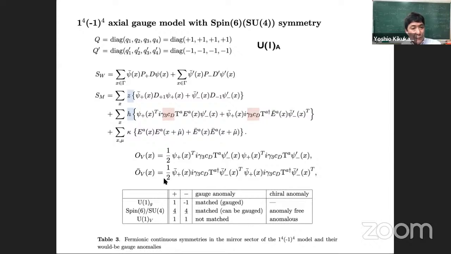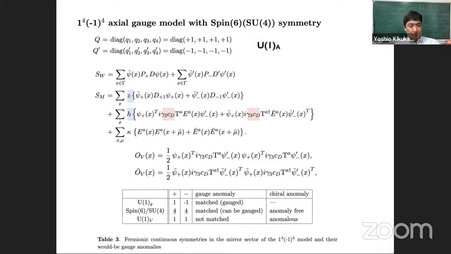We leave this symmetry as a global symmetry. And the U(1)_G is of course anomaly free, because 1 squared times 4 equals (−1) squared times 4, so the anomaly free condition is satisfied in this combination. So U(1)_G can be gauged. The Spin(6) symmetry can also be gauged, but we leave it global. And U(1)_V is anomalous and explicitly broken by this interaction. In this manner, this interaction satisfies the Eichten-Preskill requirements.